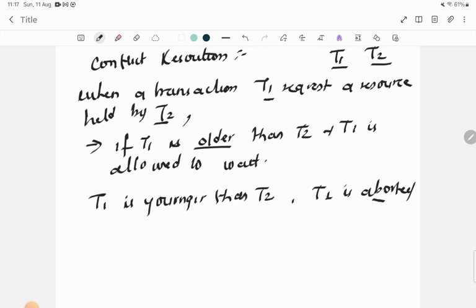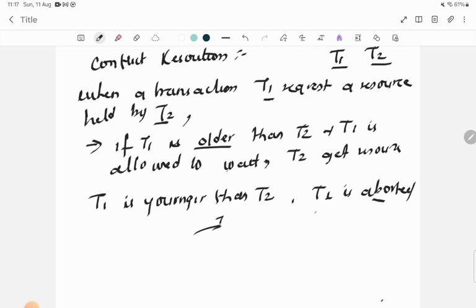T1 is allowed to wait means that T2 is going to get the resource. T1 is aborted means that it is going to be restarted again later, and T2 is going to get the resource. Okay, so this is the conflict resolution.